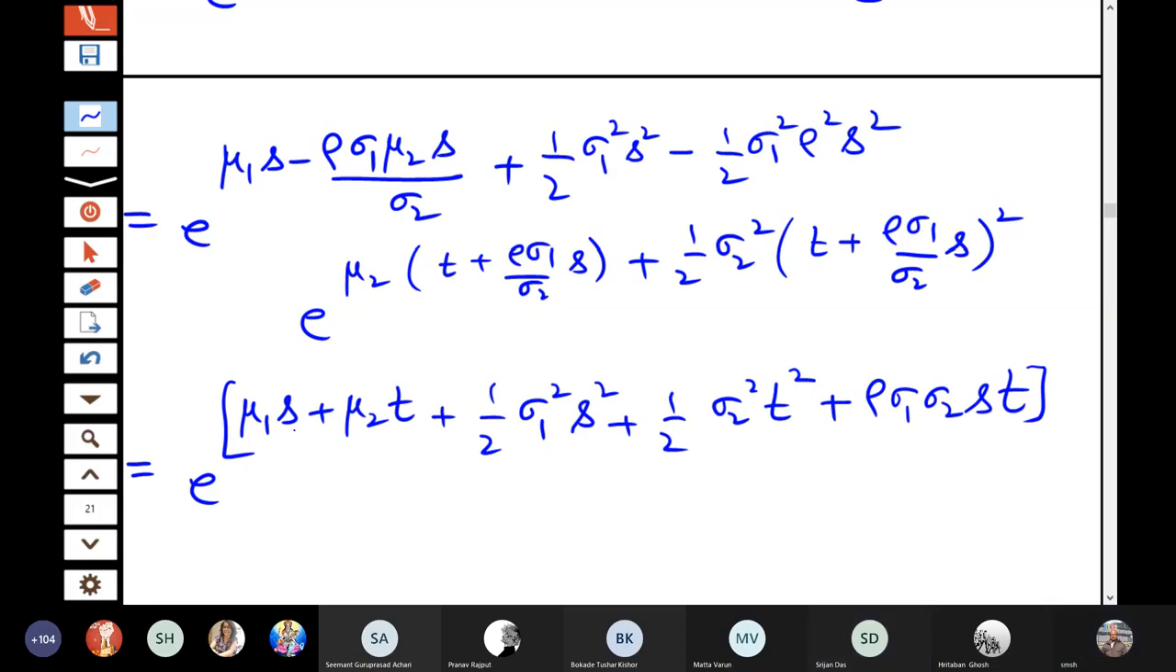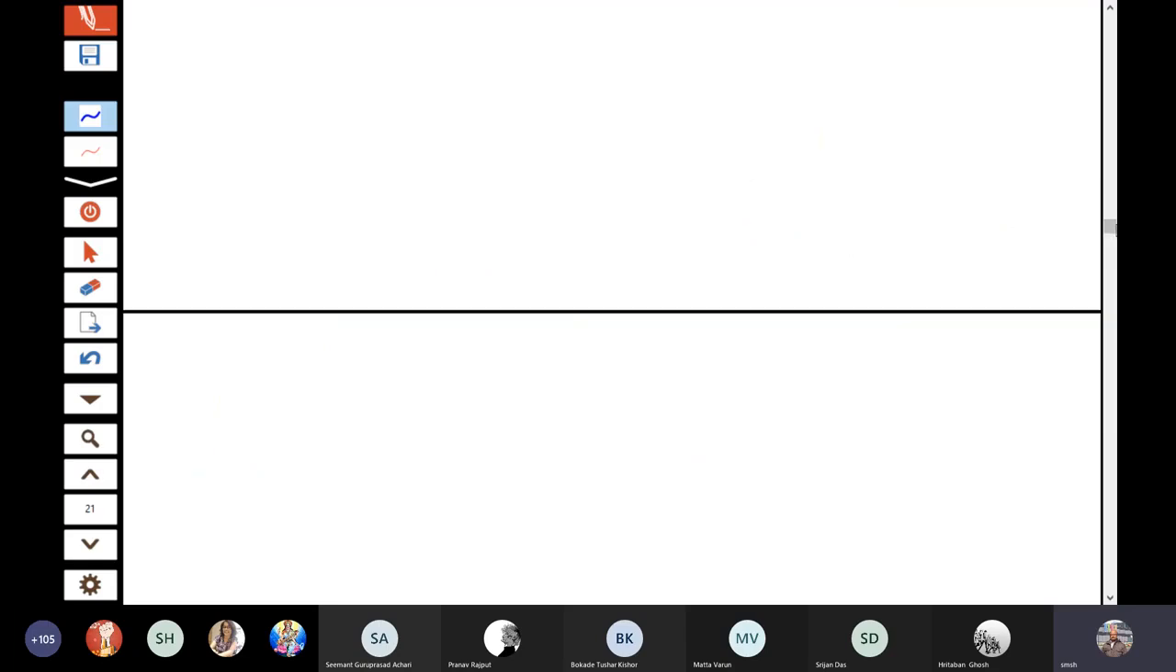Yes, sir. If you had two normal distributions, one with mean mu1 and variance sigma 1 square and another with mean mu2 and variance sigma 2 square, then I will get the MGF as e to the power mu1 s plus mu2 t plus half sigma 1 square s square plus half sigma 2 square t square. So for the joint distribution, this additional term, that is rho sigma 1 sigma 2 st, is also present here. So we can prove certain important results here.